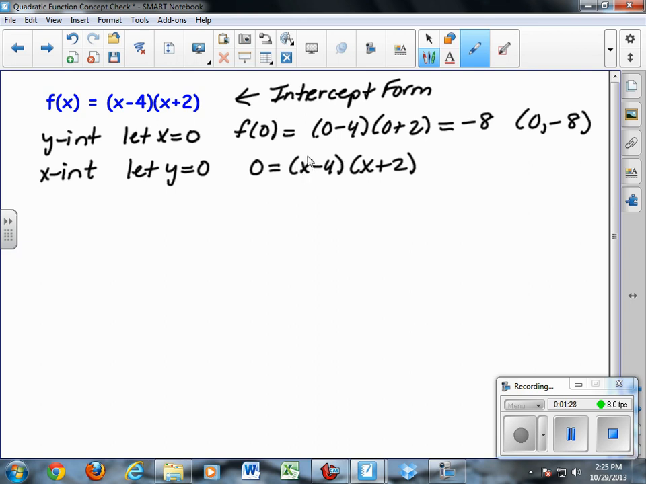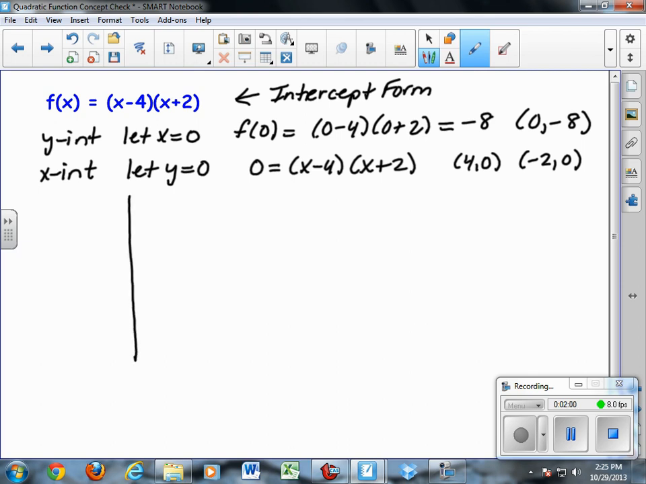So what would make x minus 4 equal to 0? Well, x would have to be 4. What would make x plus 2 equal 0? Well, x would have to be negative 2. That's why the opposite of the number in the parentheses is used for the x-intercept: if I put 4 into the equation, I would get 0 for y, and if I put negative 2 in, I would get 0 for y. So those are my x-intercepts. This gives me 3 points on the graph already, so I'm going to plot those 3 points.